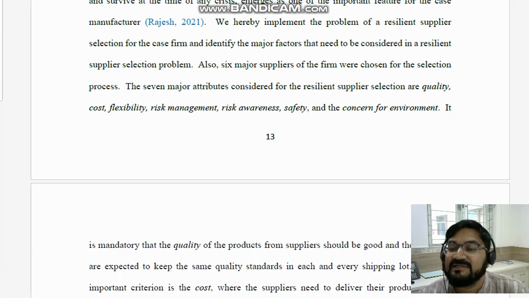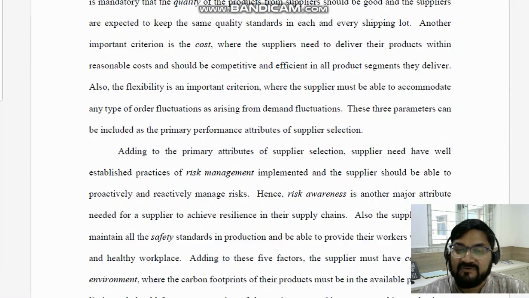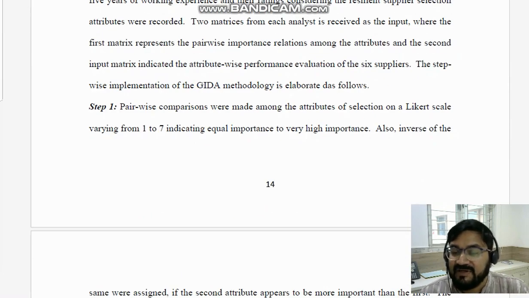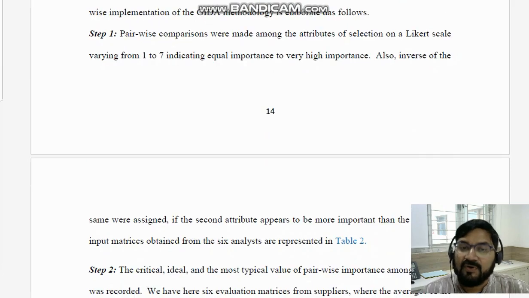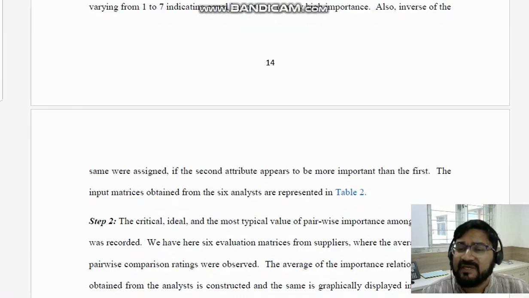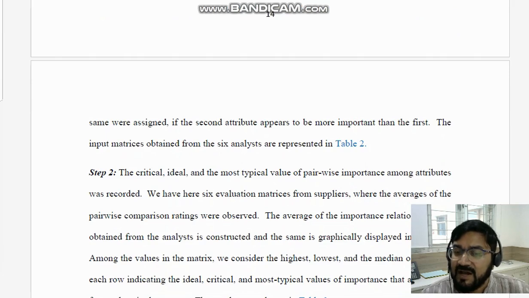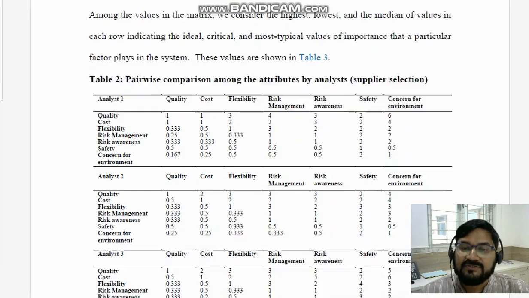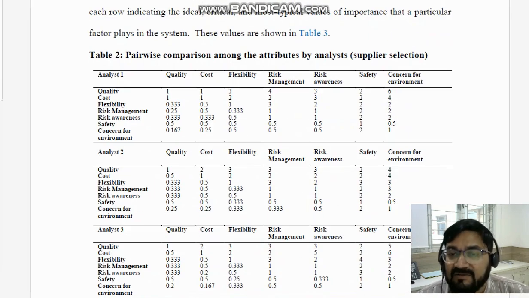So this resilient supplier selection problem we are considering for the evaluation. The details are given for the problem, so I'm not going into detail with that. So I'm directly going to the evaluation process. So we have step 1, which is the pairwise comparison you are doing on a Likert scale. From 1 to 7 scale I'm using here, and we can see how we are arranging the evaluation. Then we are taking the ideal, critical and most typical values.